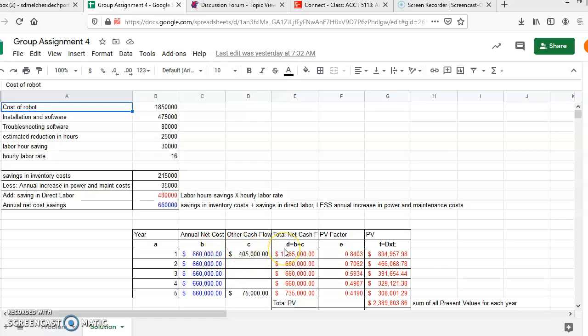and to figure out D, we took B plus C, which was the annual net cost plus other cash flow, and that equaled $1,065,000. That came up with a PV factor of E, and then F equals D times E.